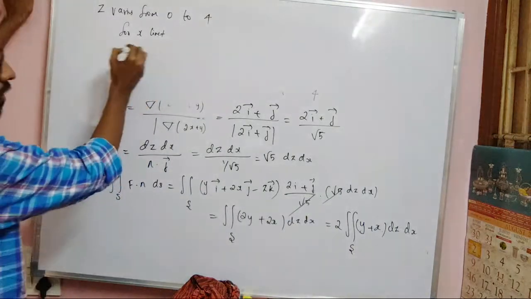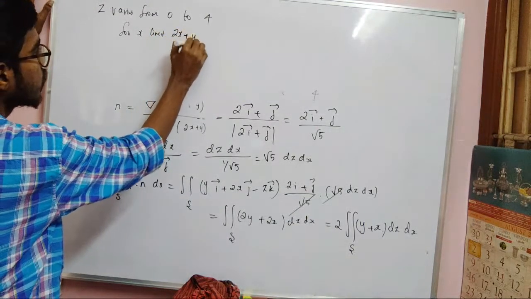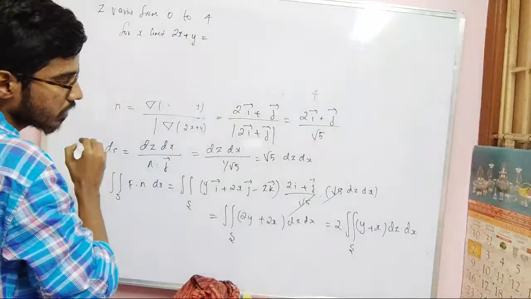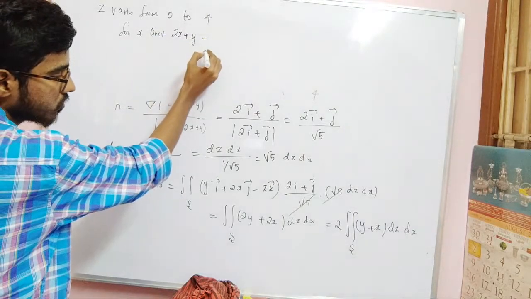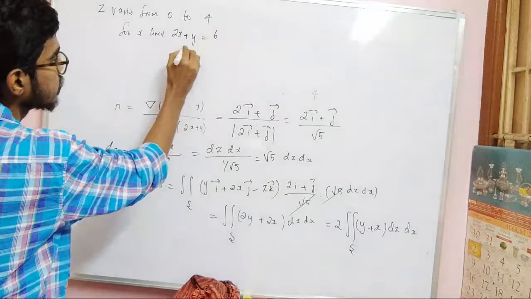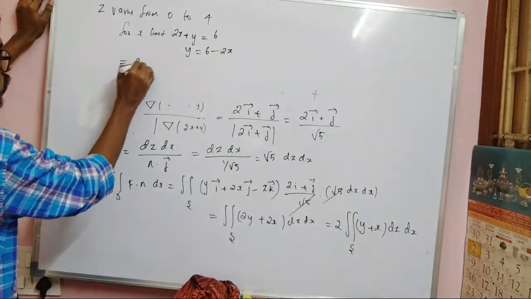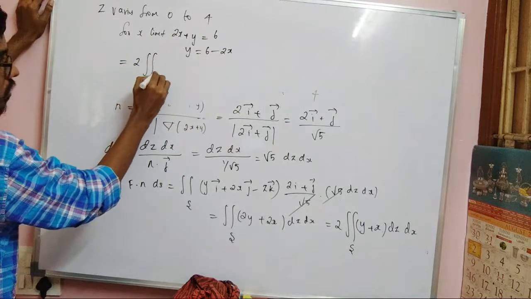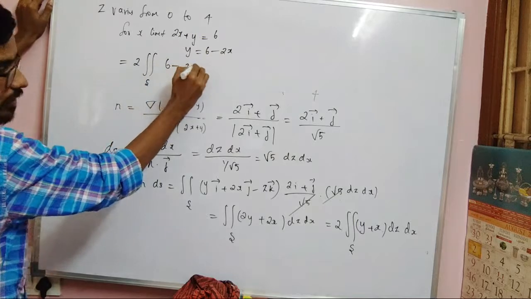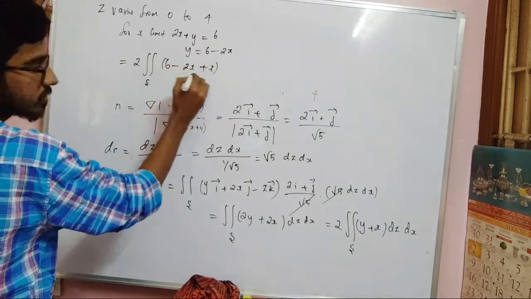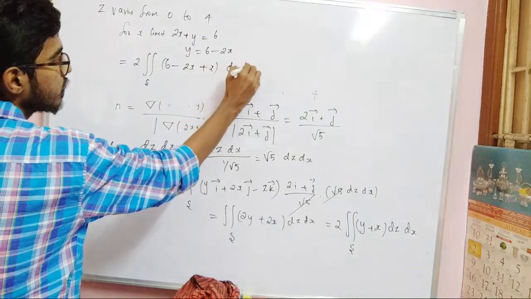So we have 2x plus y is equal to 6. That means y is equal to 6 minus 2x. So this will be 2 times the double integral over S, and in place of y I am going to write 6 minus 2x, plus x, into dz dx.